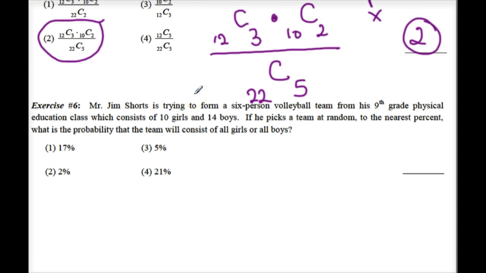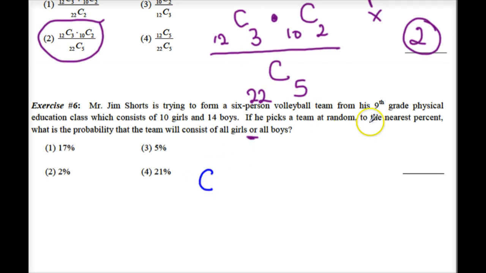Now the last example before we go to the practice problems. Mr. Jim Shorts is trying to form a 6-person volleyball team for his 9th grade physical education class, which consists of 10 girls and 14 boys. If he picks a team at random, to the nearest percent, what is the probability that the team will consist of all girls or all boys? So, keyword "or" means I add.